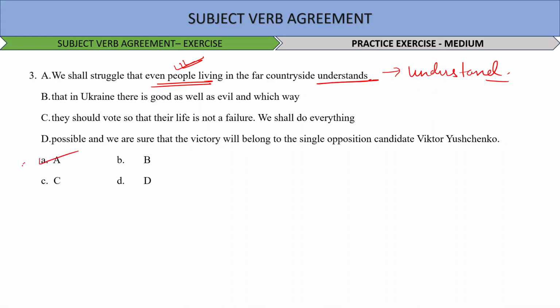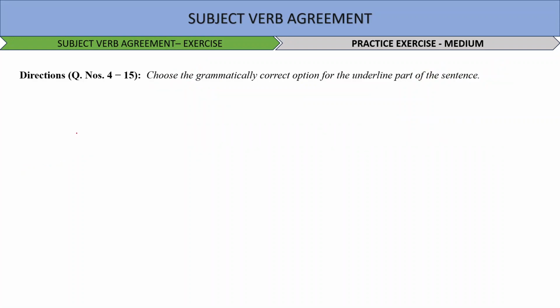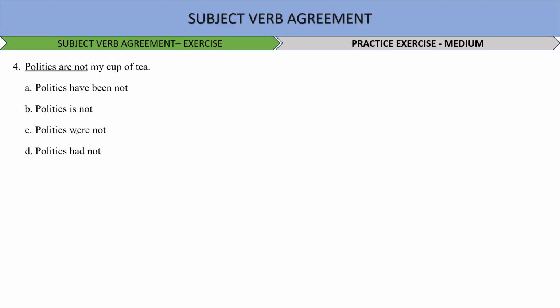Next question. There is a change in the direction. Choose the grammatically correct option for the underlined part of the sentence. Cool. Let's see what questions are there. "Politics are not my cup of tea." My cup of tea is appropriate. We have to just check whether politics are not is appropriate or not, or there is a correct alternative available in the options given.